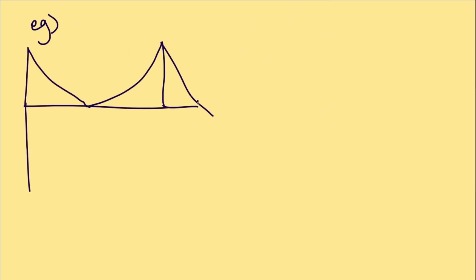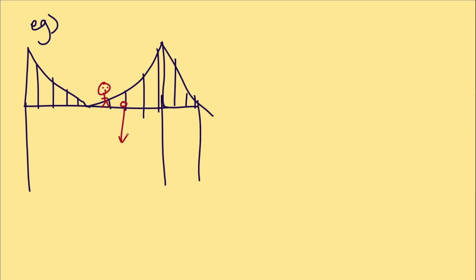So imagine a bridge. Here's our bridge. A clumsy construction worker standing on the bridge drops a bolt and the bolt falls. The question is, where is the bolt after 1 second, 2 seconds, and 3 seconds?